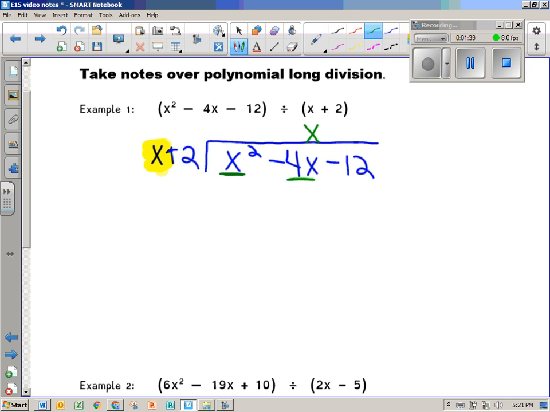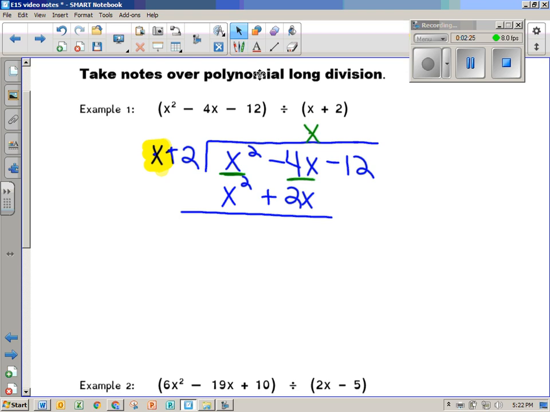So just like in regular long division, you divide, you write your number up in the quotient, and then you multiply this value, x, times x plus 2. Better go back to blue. So I'm going to multiply this x times this x in my divisor. So x times x is x squared. x times positive 2 is positive 2x. And I draw my line, just like we do in regular long division.